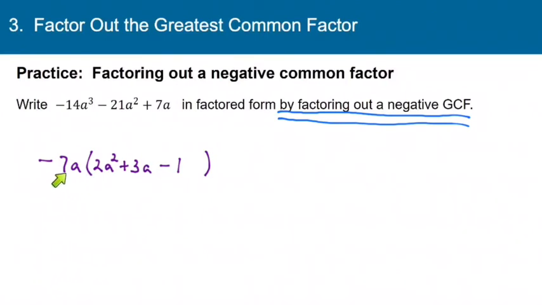Now we know that if we distribute negative 7a, we'll get this original expression back, but let's just make sure that there are no common factors left for these terms inside the parentheses. Nothing besides 1 goes into 2 and 3 and 1, and I also see that a is no longer common to these terms. So that means that the GCF we pulled out was correct, and everything looks good here.